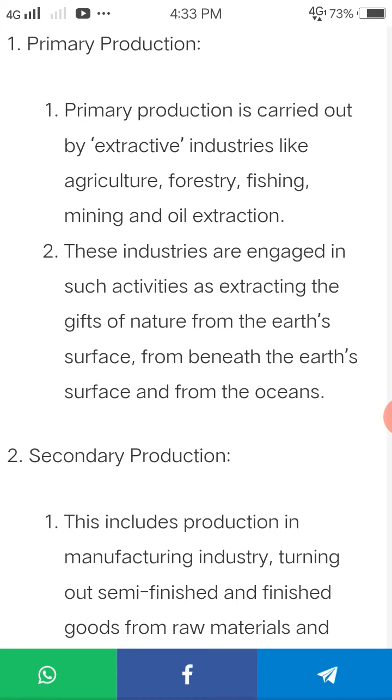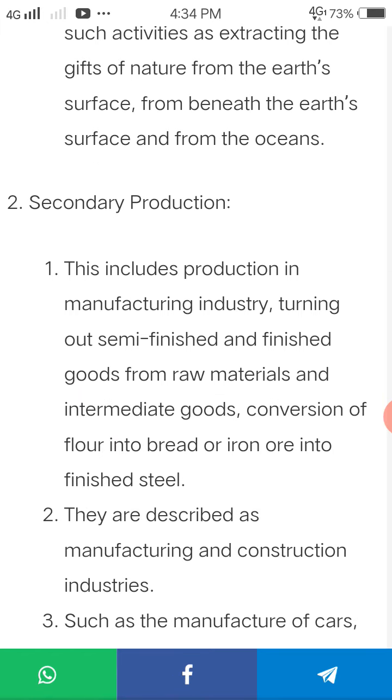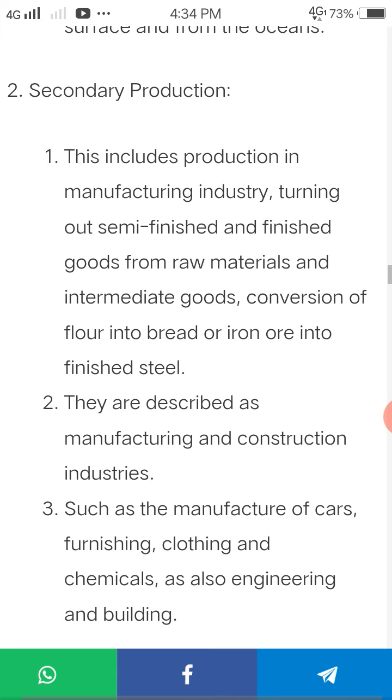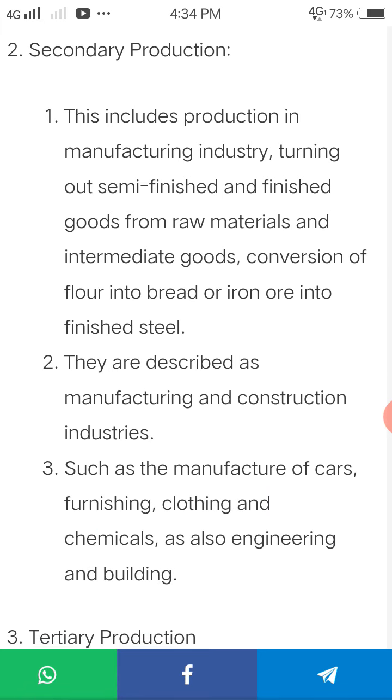Second point, these industries are engaged in such activities as extracting the gifts of nature from the earth's surface, from beneath the earth's surface and from the oceans. Secondary production, this includes production in manufacturing industry, turning out semi-finished and finished goods from raw materials and intermediate goods, conversion of flour into bread or iron ore into finished steel.